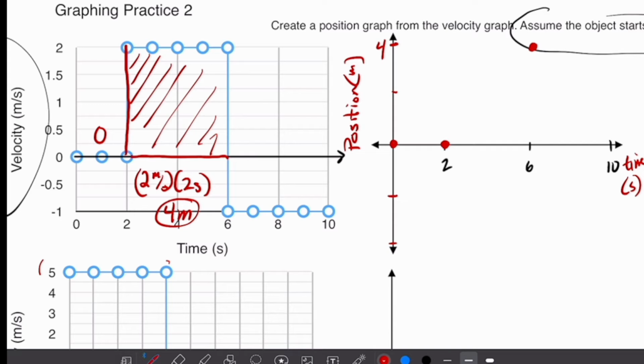Questions so far? Yep. I thought that it would be like 4 seconds because from 2 to 6 we have... Why is it 2? Because Mr. Shelton can't add. Thank you for pointing that out, and thank you for pointing it out now, not in 10 minutes. That's good. So I apparently wasn't looking closely enough. This is not 2 seconds. 2 to 6 is 4 seconds, making this 8 meters. So I'll make that 4.